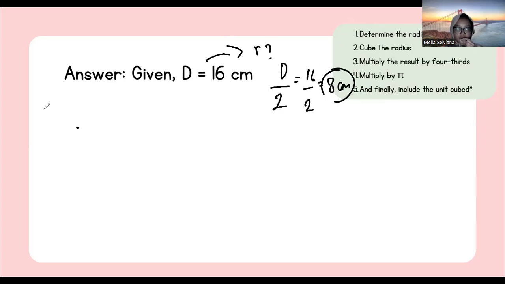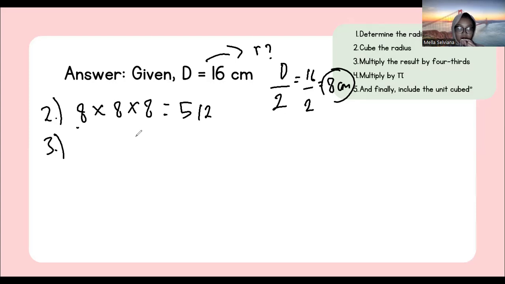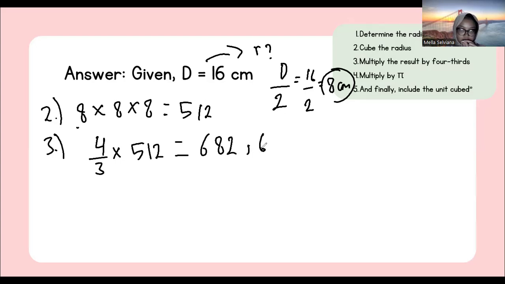Now we cube the radius. 8 times 8 times 8 equals 512. Step 3, multiply the result by 4 over 3. 4 over 3 times 512 equals 682.666.